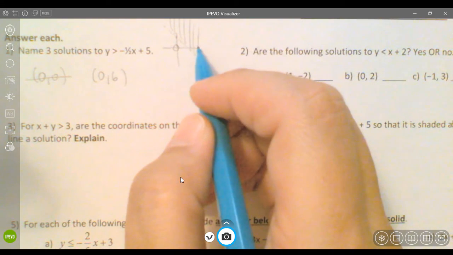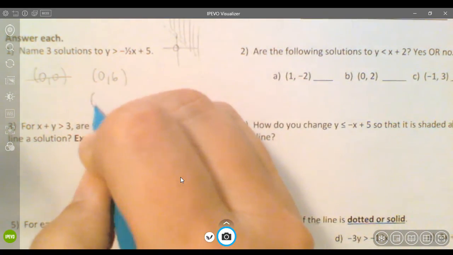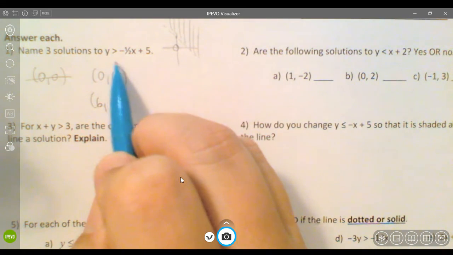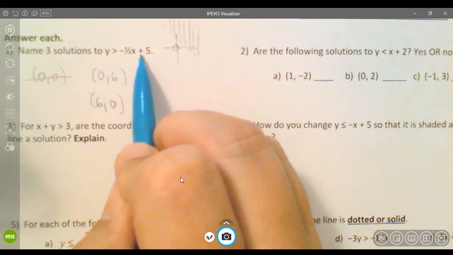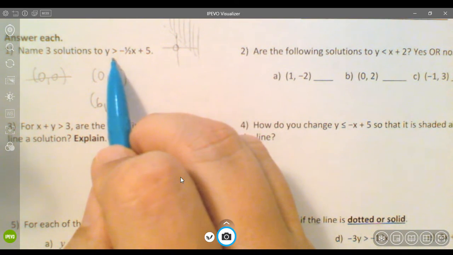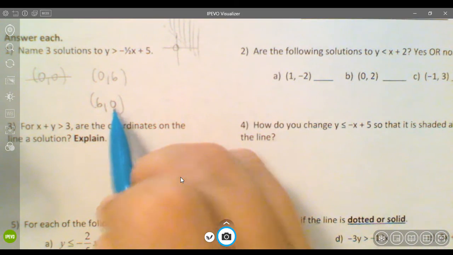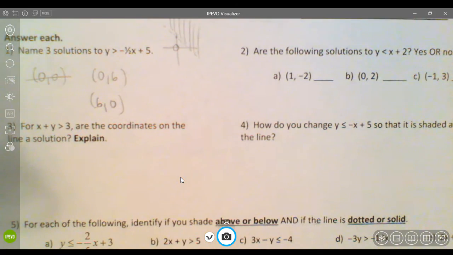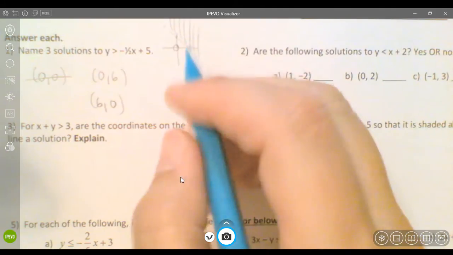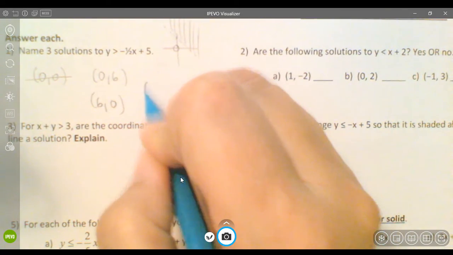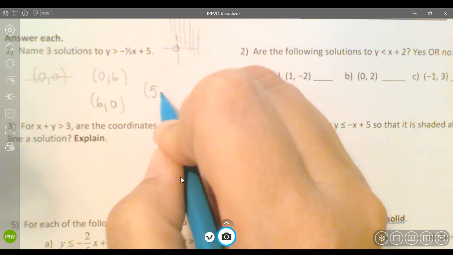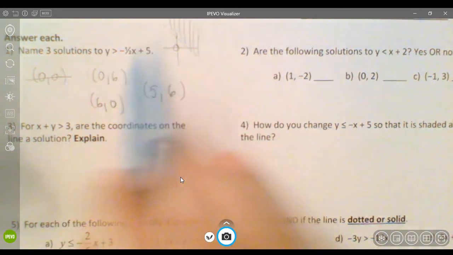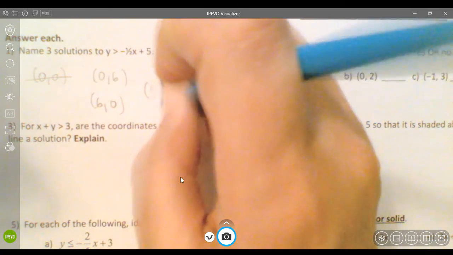Let's choose 6, 0. Is 0 greater than negative 3 plus 5? Is 0 greater than 2? Oh my gosh, that one. Yeah, it is. It is. 6 is greater than positive 2. Oh my gosh, I'm tripping. And then let's pick something like 5, 5. No. 5, 6. Because then when I take negative 1/2 of 6, no, oh my gosh, I'm having a moment. I'm sorry.